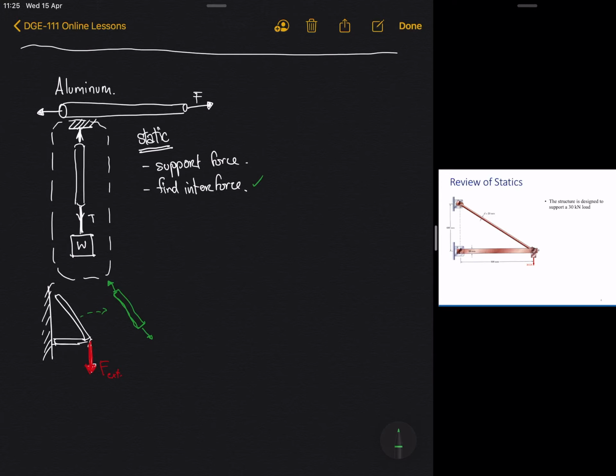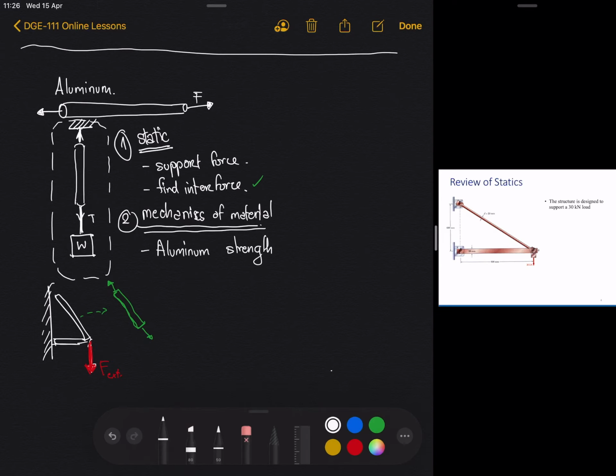Then if you can find the internal force, then we have to use the knowledge about mechanics of material. This is the first step. We use static. Second step, we have to use mechanics of material. We have to understand how the material works. So for example, in this aluminum, strength.